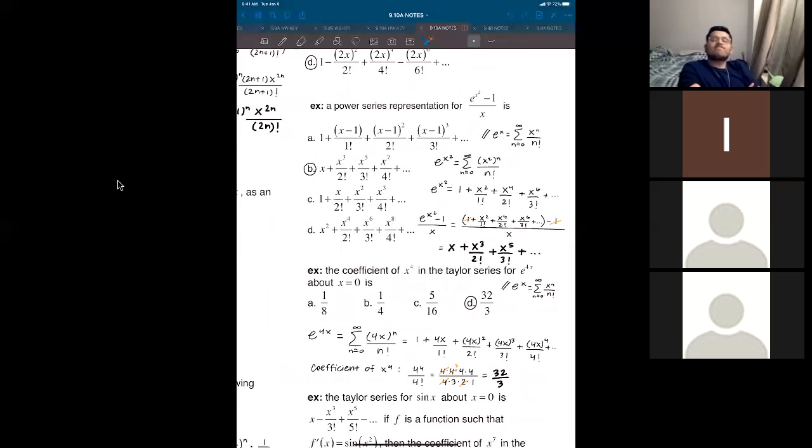Same thing here, the coefficient of x to the 4th, and then here's your function, use the handout, and then plug in for x, and then look for the x to the 4th term to find its coefficient.